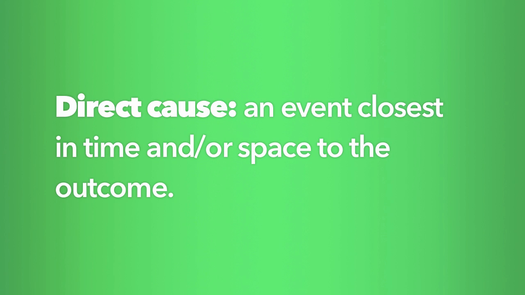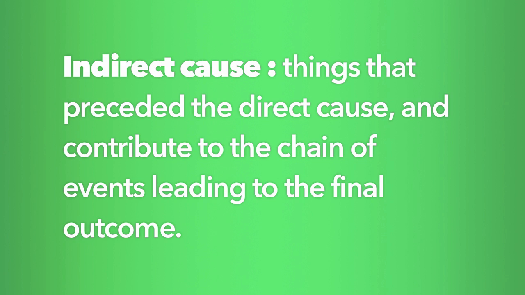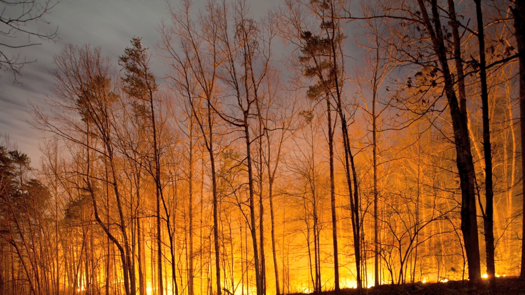A direct cause is the event closest in time and/or space to the outcome you're trying to explain. Indirect causes are those things that preceded the direct cause and in some way contribute to the chain of events leading to the final outcome you're concerned with. Take, for example, a large forest fire. The direct cause might have been a lightning strike that hit one tree, causing it to catch on fire. But there may be indirect causes that made that area of forest more susceptible to fire, such that a single tree catching on fire resulted in a very widespread forest fire. Maybe the area had been experiencing a drought, so the trees and undergrowth are really dry.